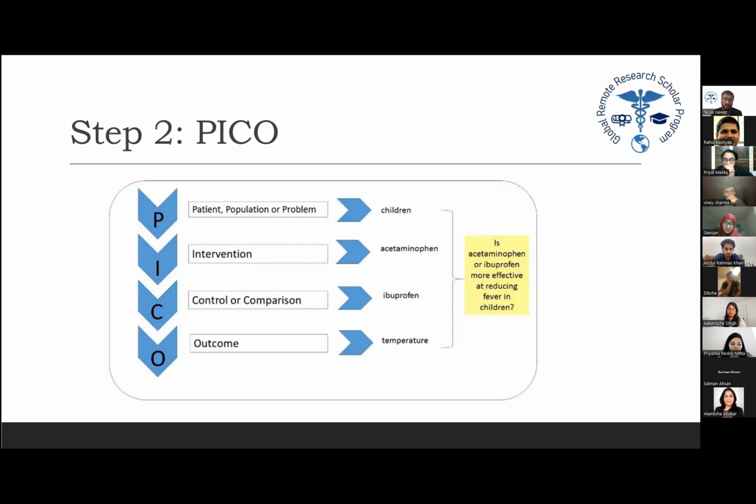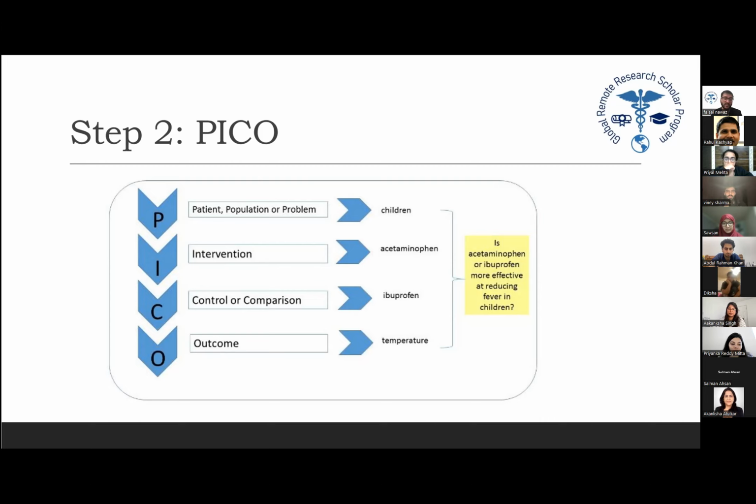And then the outcome. So the outcome could be fever, it could be sepsis, it could be psychosis. You're looking at different clinical outcomes that might come out. And then you bring out your research question. So in this case, the research question was, is acetaminophen or ibuprofen more effective at reducing fever in children?